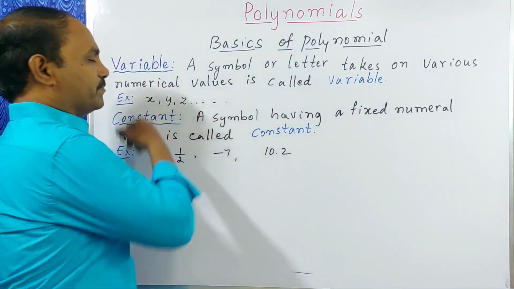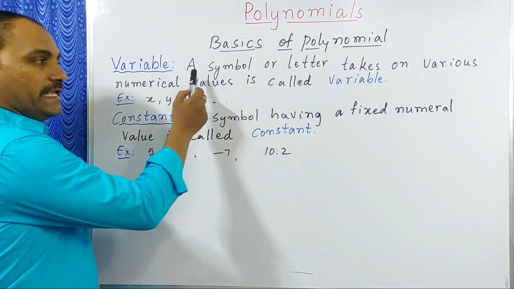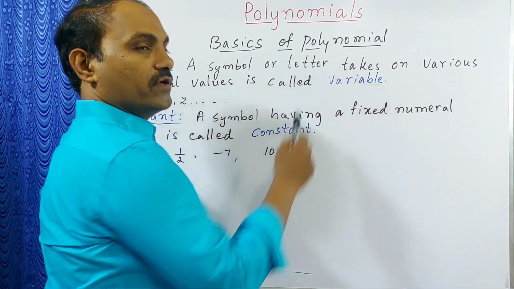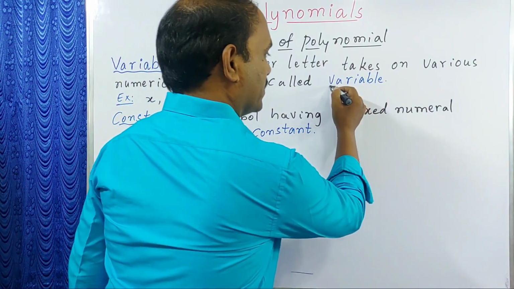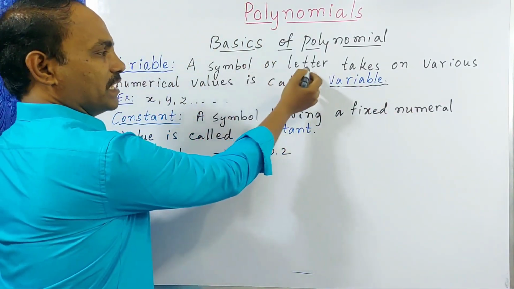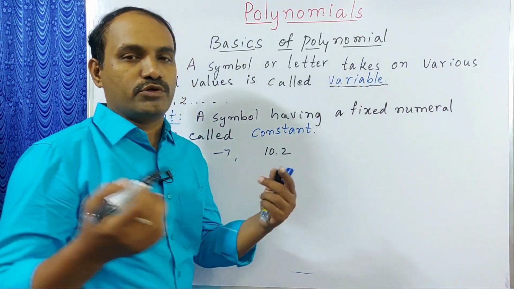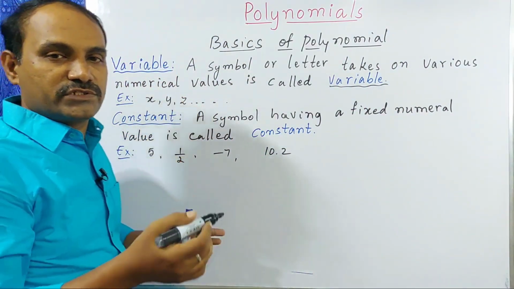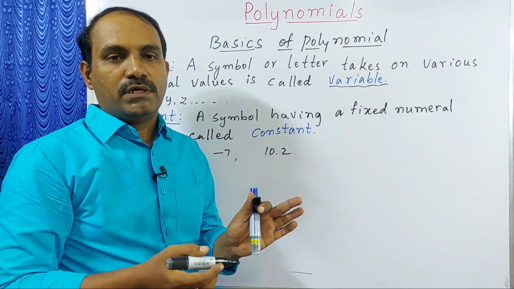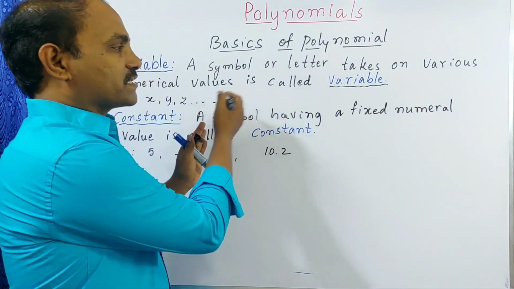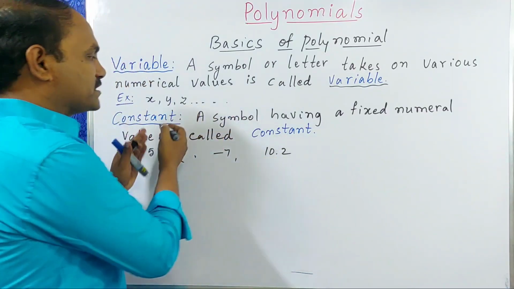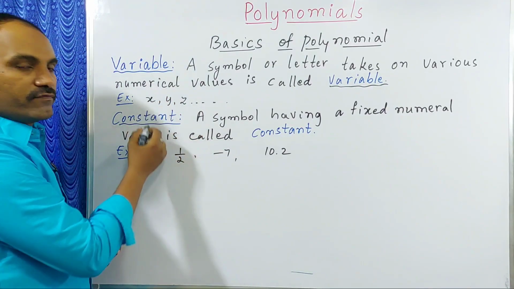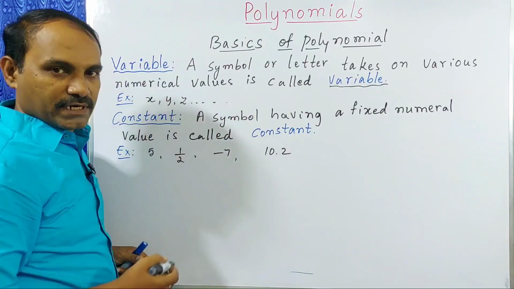First one, variable. A symbol or letter that takes on various numerical values is called a variable. It means it changes according to the situation, according to the question. That's why it is called a variable. Actually, variables are indicated with lowercase letters of the English alphabet, x, y, z and so on.